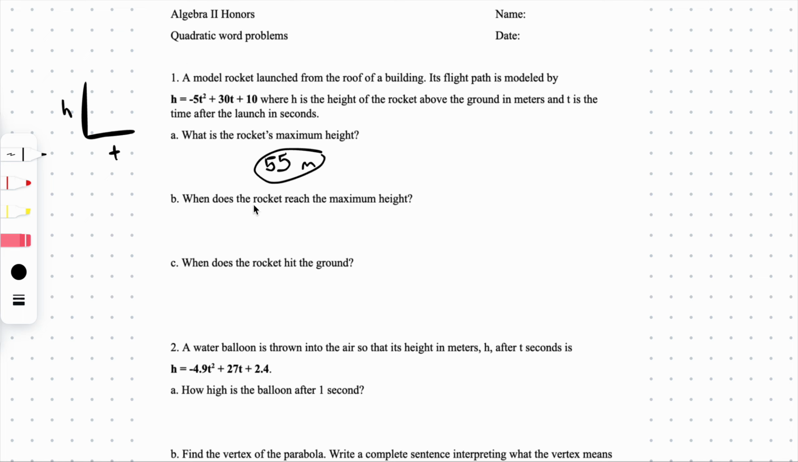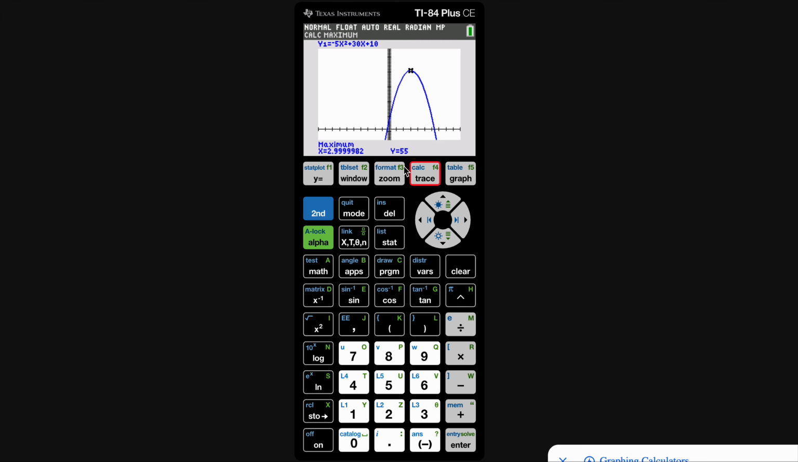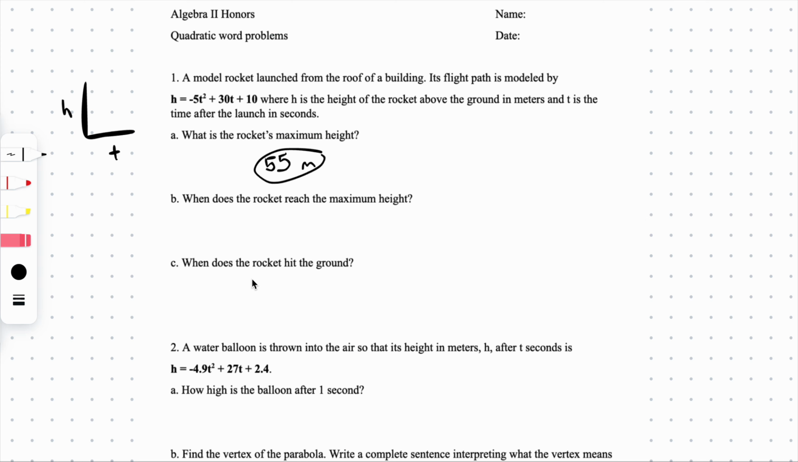When does the rocket reach its maximum height? Well, that's going to be our time component. So after how many seconds does it reach our maximum height? If you look here, it gives us the answer. It's 3 seconds, because after 3 seconds we get to 55 meters above ground. So 3 seconds.